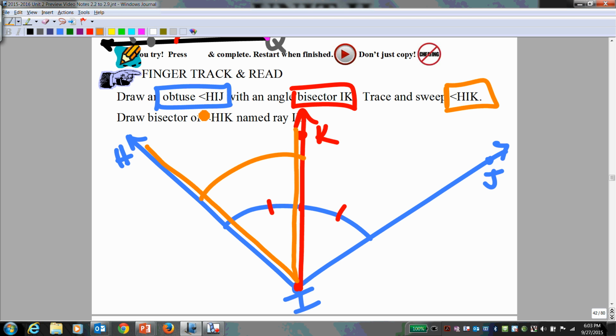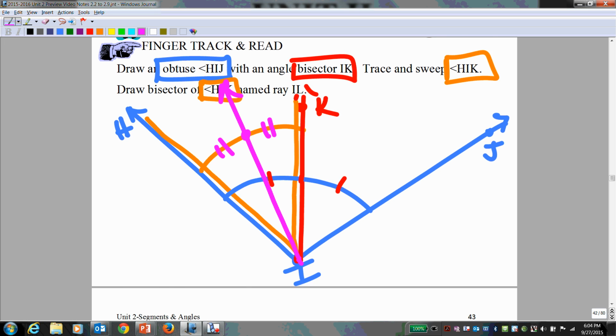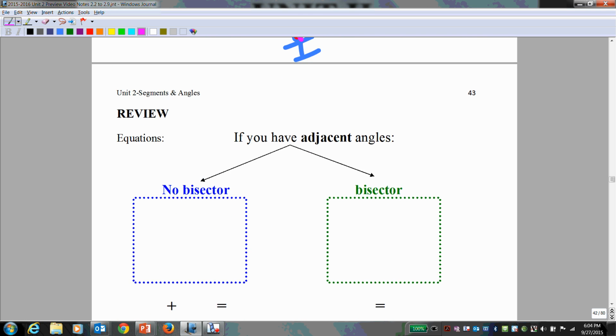And we're going to draw a bisector of HIK, and that's going to be ray IL. So once again, right down the middle. IL, then you cut that orange angle in half. Double hatch because it's your second set. Compare that to what you've drawn. Make note of what you drew correctly or maybe a little off and what you need to remember next time.